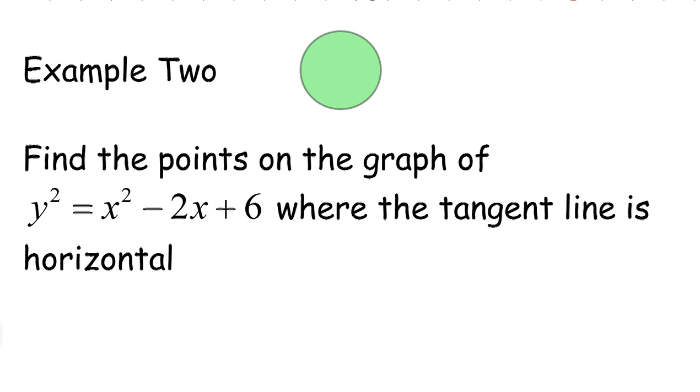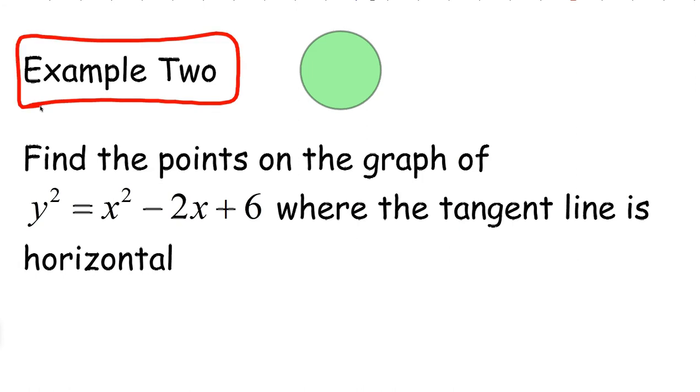Let's talk about horizontal tangent lines and what that means with implicit differentiation. It's going to be example number 2. Let's read this together. It says, find the points on the graph of y squared equals x squared minus 2x plus 6, where the tangent line is horizontal.